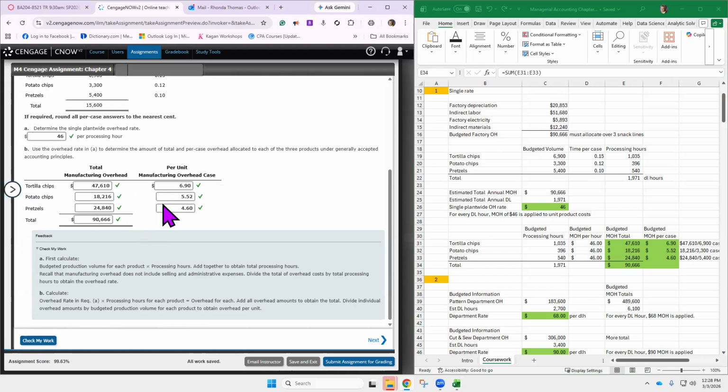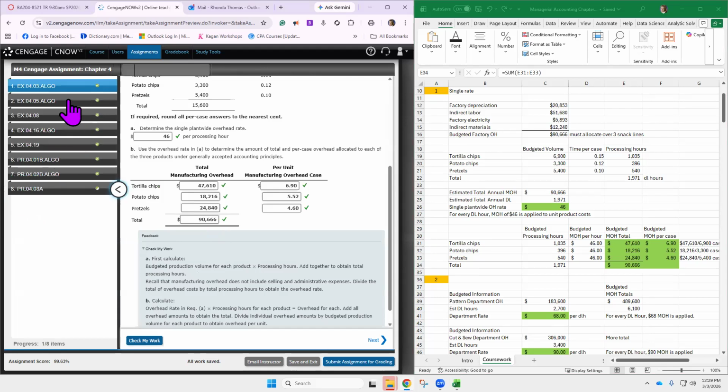You say, what does this mean? This means that for every case of tortilla chips, we are applying $6.90 of overhead. For every case of potato chips, $5.52 of overhead, and every case of pretzels, $4.60. So this is treating all the lines equally, just based on direct labor hours. You say, is this right or wrong? I don't know. I don't know what the other methods would produce, okay? But you can at least get an idea of one method.